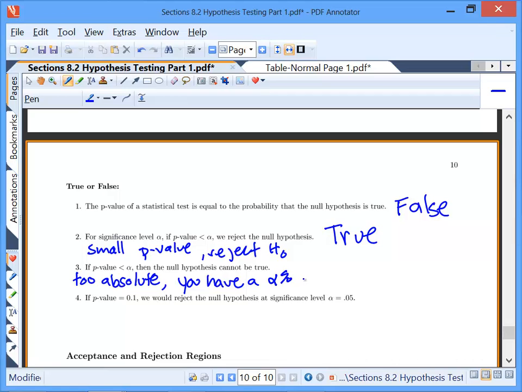An alpha percent chance of rejecting a true null hypothesis.